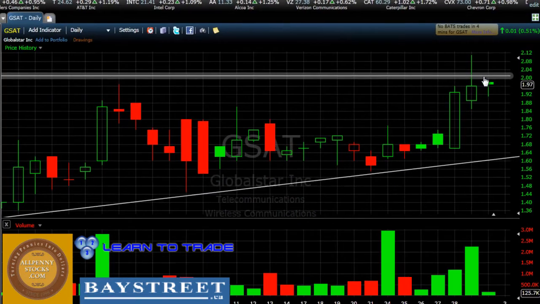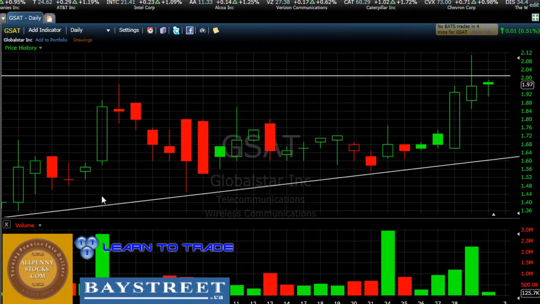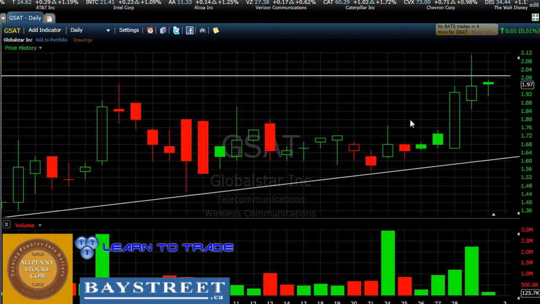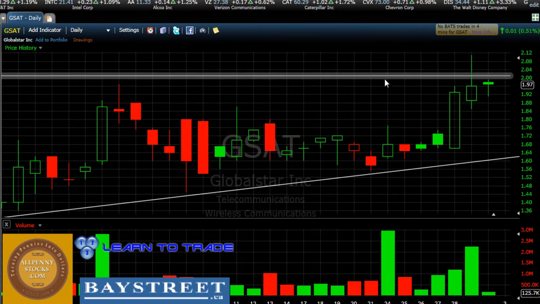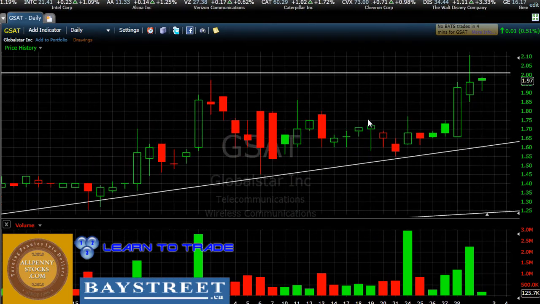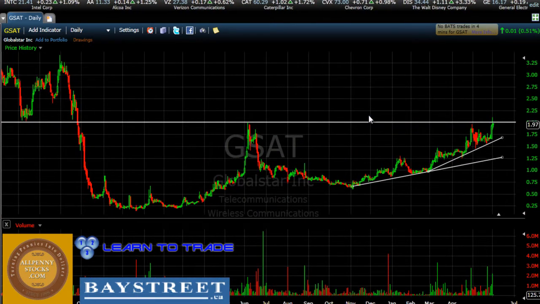It may take a few days. It may take a little bit of time for this trend line to catch up to that area of resistance. But nonetheless, I am very confident that we should see a break above this $2 area again, and a rather strong rally after that.